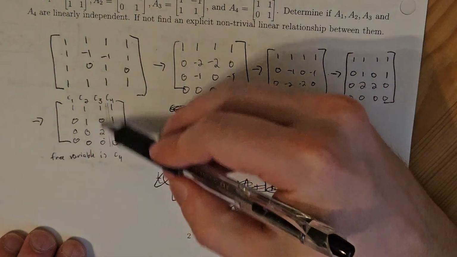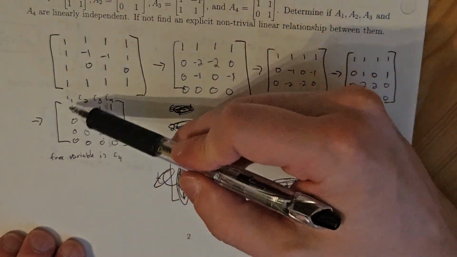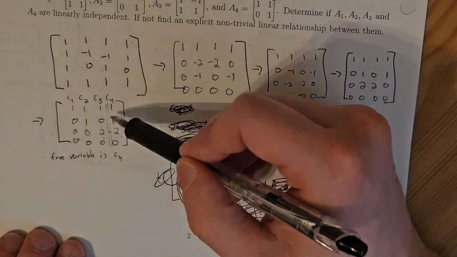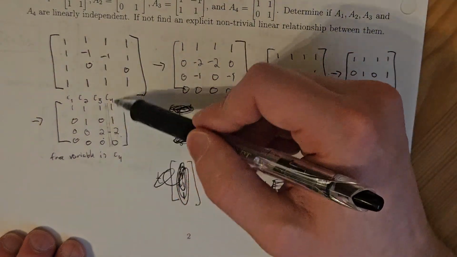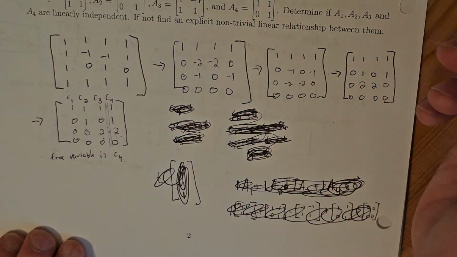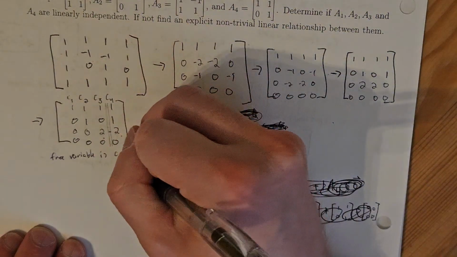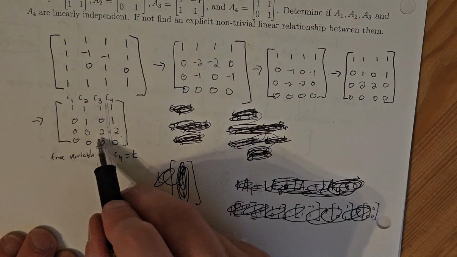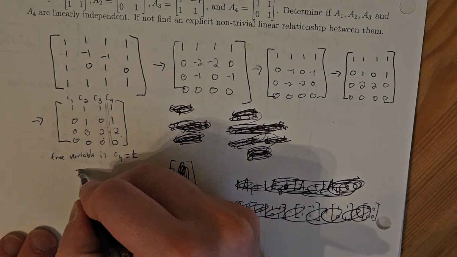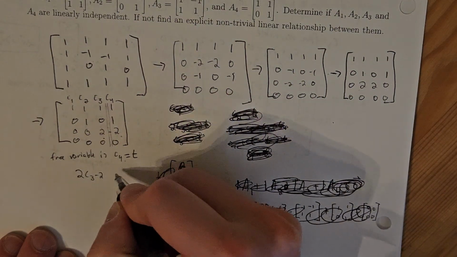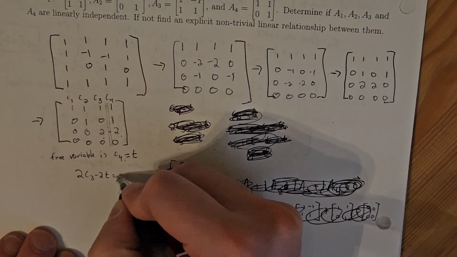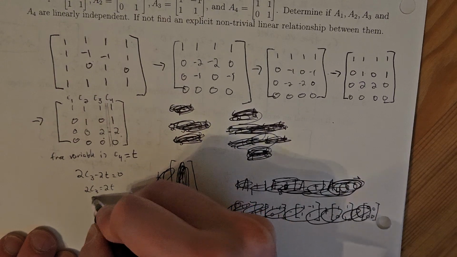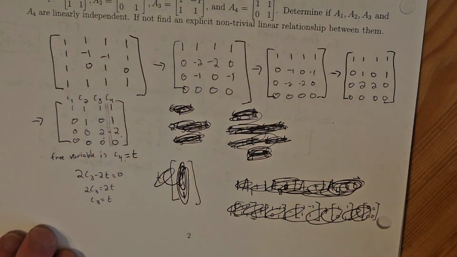Right? We have a pivot in column C3, a pivot in column C2, and a pivot in column C1, so those will be our basic or leading variables. We have no pivot in this column, so C4 is our free variable, and I'm just going to call that T. Now, what do we get here? In this third row, we get 2C3 minus 2C4, which I'm calling T, is equal to 0. This tells us 2C3 is equal to 2T, or in other words, C3 is equal to T as well.